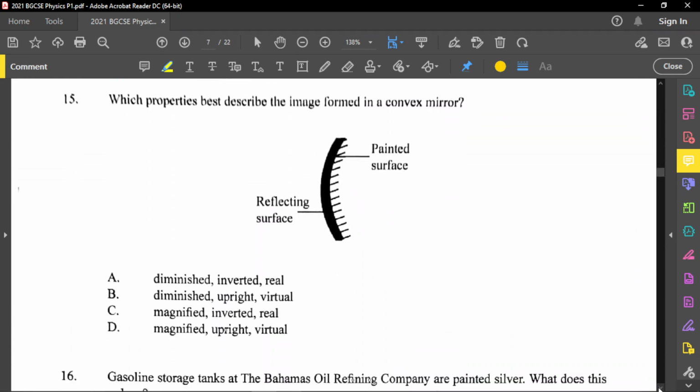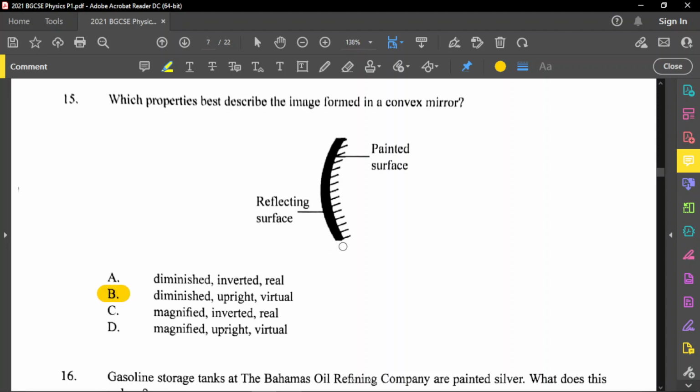So question number 15 is which property best describes the image formed in a convex mirror? A convex mirror here will form a smaller image. Just to mention that, the image must be diminished, and the image will also be a virtual image, and it will be upright. So therefore, B will be our correct answer.